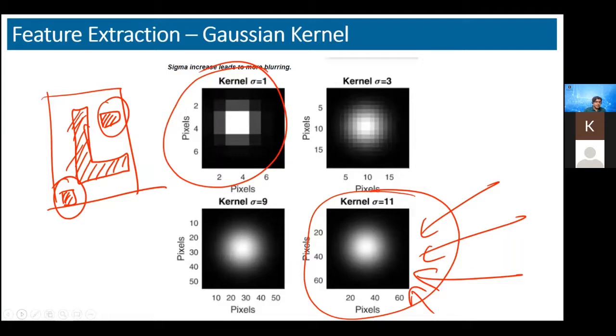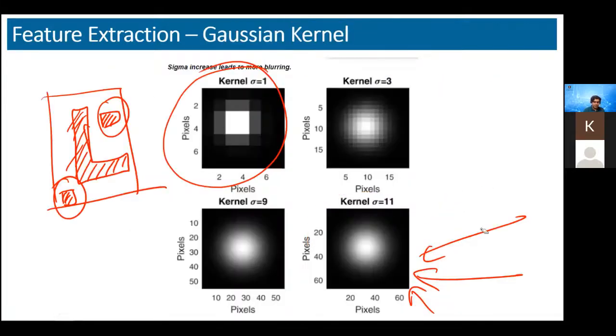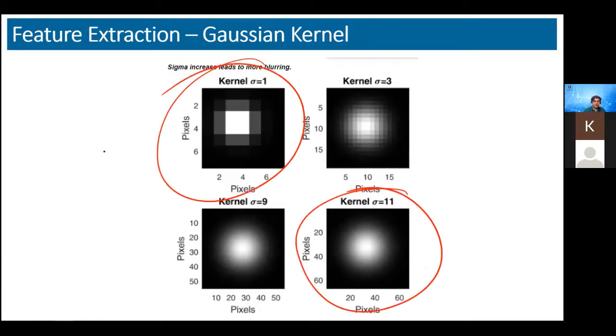Now there is a filter which is based on the Gaussian kernel. This is also a very popular filter. It is called difference of Gaussian, DOG. What it does is it applies two Gaussian filters of different sigma. So for example, here you have this Gaussian kernel and this one over here. They have different sigma. Here the sigma is 1, here the sigma is 11. You will apply these kernels on the images. You will apply them separately.